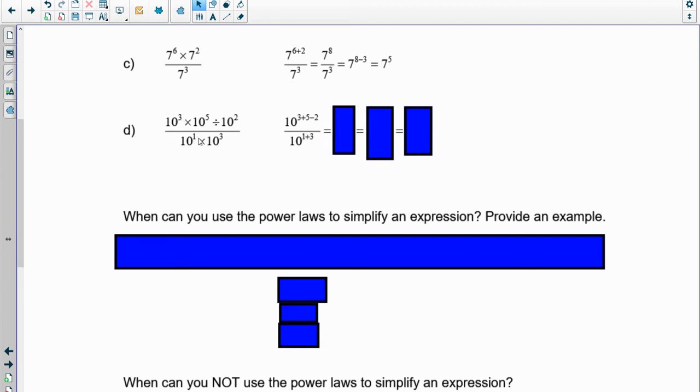Now on the bottom I've got 1 times 10 to the 3 here, 10 to the 1 times 10 to the 3, so I'm going to add the 1 and the 3. That gives me a numerator, which is 10 to the 6, and a denominator, which is 10 to the 4. Now I can divide them out. 10 to the 6 take away 4 gives me 10 to the 2.